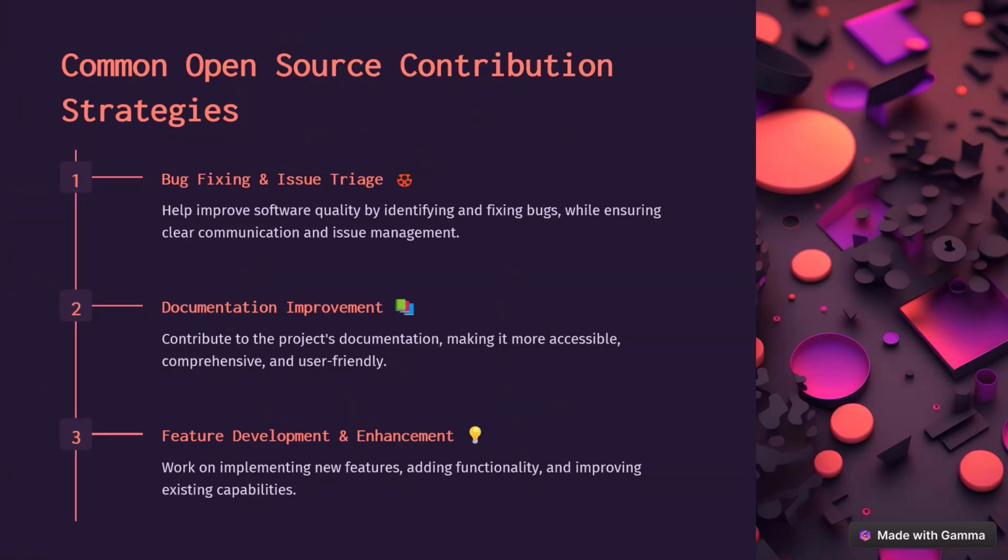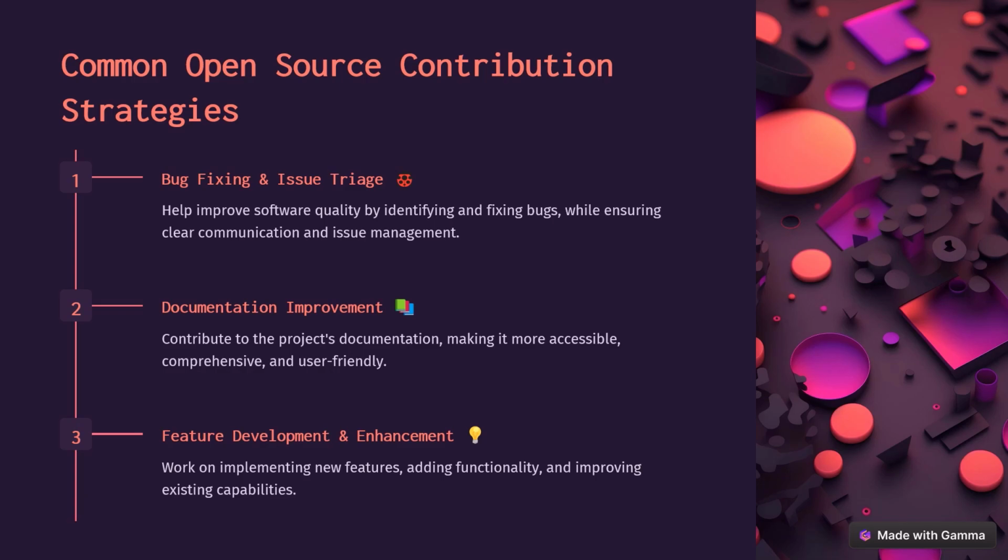Now, common open source contribution strategies. First of all, bug fixing and issue triage. You will see that people post about it if they encounter a bug and they try to fix it by reporting it, and these things can be done through open source itself. This helps improve your software quality by identifying and fixing bugs while ensuring clear communication and issue management.